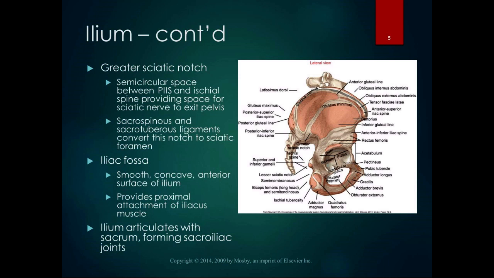The iliac fossa is the smooth, concave anterior surface of the ilium, and it's the proximal attachment of the iliacus muscle. So the ilium articulates with the sacrum, forming the sacroiliac joints, or the SI joints, we'll call them. There's not a lot of movement in the SI joints, but there is movement. It's mostly stabilized by ligaments, and we will talk a lot more about that in your lower extremity orthopedics class and your manual therapy class.